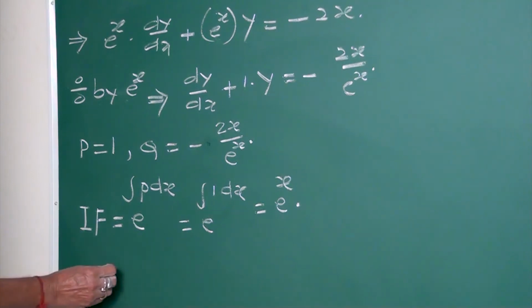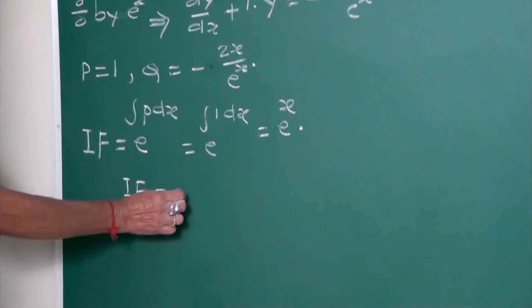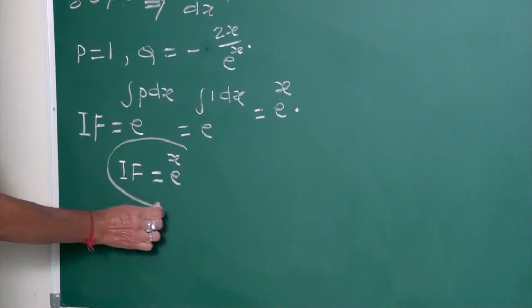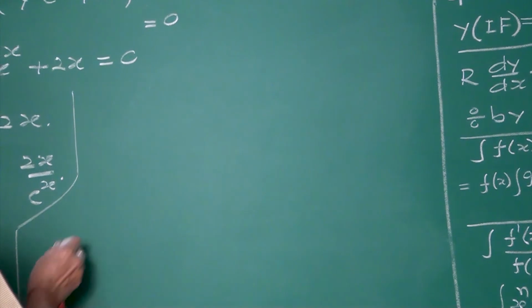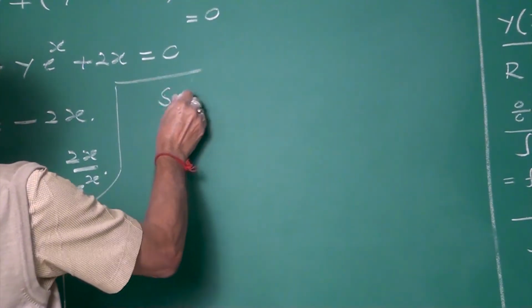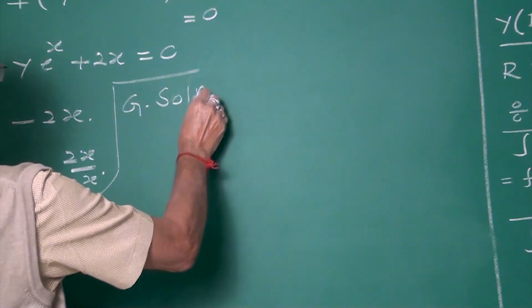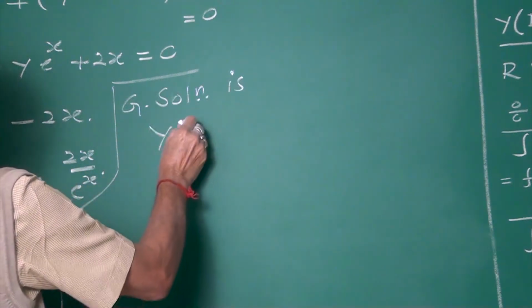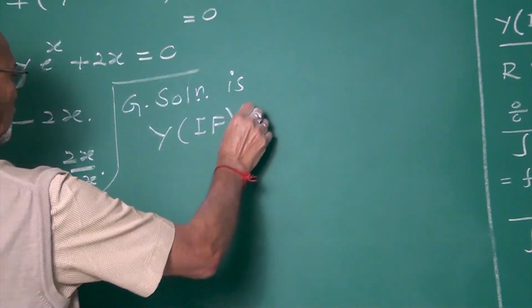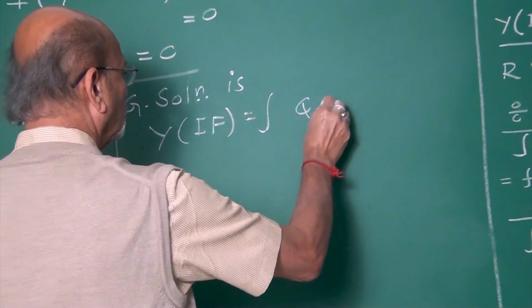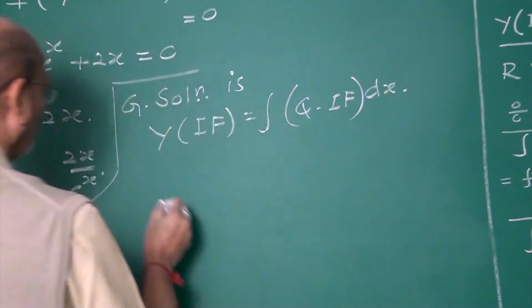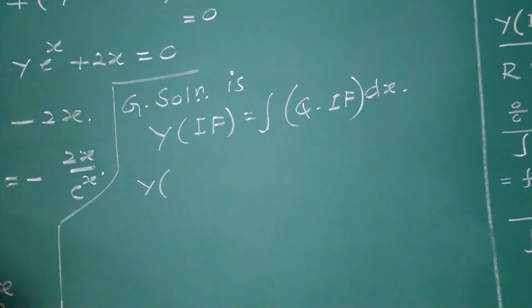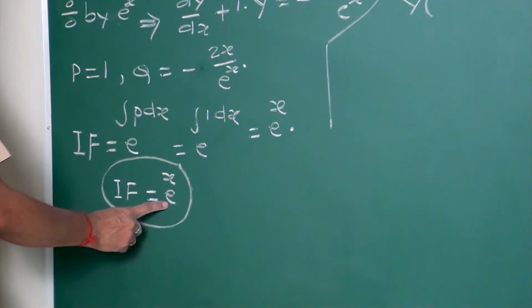So, after finding this, the integrating factor is e to the power x. Then directly we write the solution. Therefore, the solution, or general solution, is y into integrating factor equal to integral of Q into integrating factor. This you must integrate with respect to x. Y into, tell me friends, what is the integrating factor? The integrating factor is e to the power x.